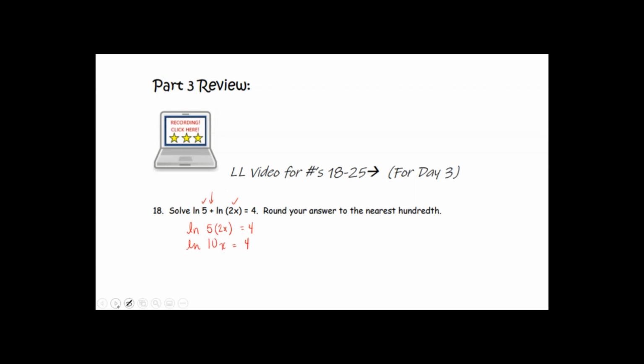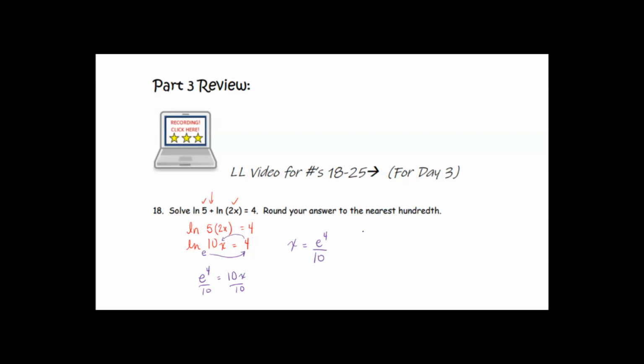Now, I want you to remember that the natural logarithm has a base of e, and I'm going to write it right here. What we're going to do, friends, is turn this to an exponential. We're going to do e to this power equals what's inside the logarithm. So let me review that again. It's e to the power of 4 equals what's inside the logarithm. And so now all I have to do to solve for x is to divide by 10 on both sides. So x equals e to the 4th divided by 10.